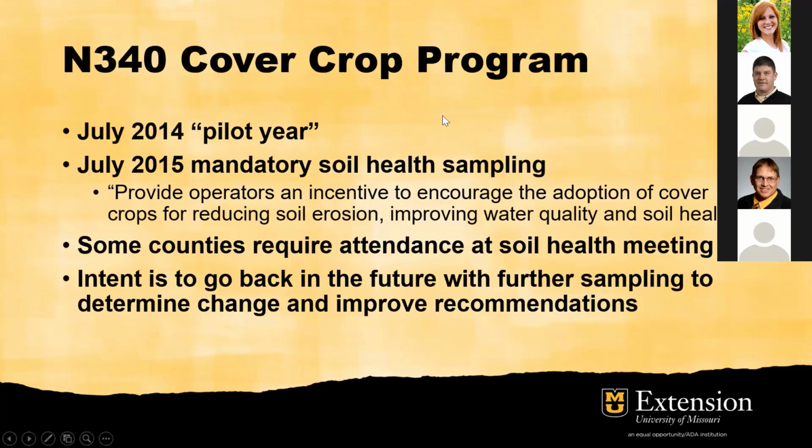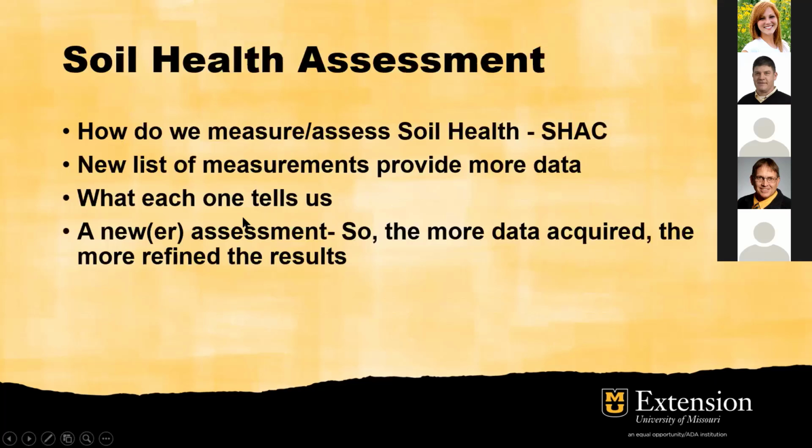Back in 2014, we had the cover crop program, which has some implications on the forage side as well. By 2015, they implemented a mandatory soil health sampling process to be involved with that. And so all of that had to do with starting this process of calibrating and determining some soil health assessment measurements. And so we had to determine how to measure or assess the soil health. And along about that time, the university was involved with developing the SHAC, which is the Soil Health Assessment Center. We call it SHAC. This is a new list of measurements that provide more data for us in our management process. It's a newer assessment, so we have to build the database. The more data that we acquire, the more refined the results are. So we're still in the data collection over time.